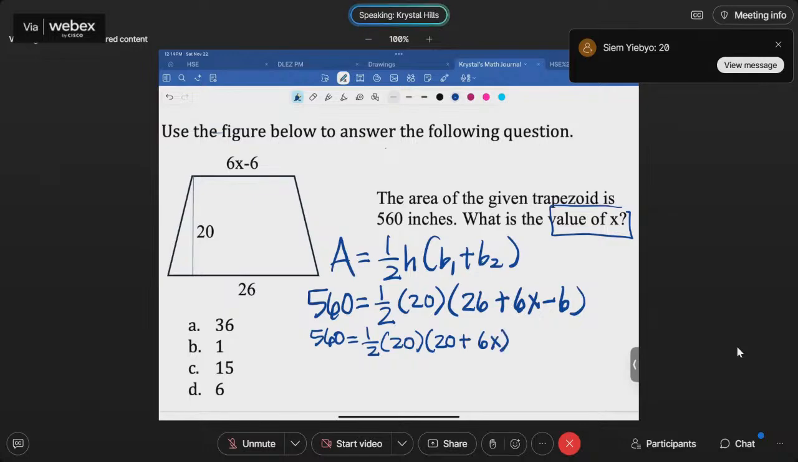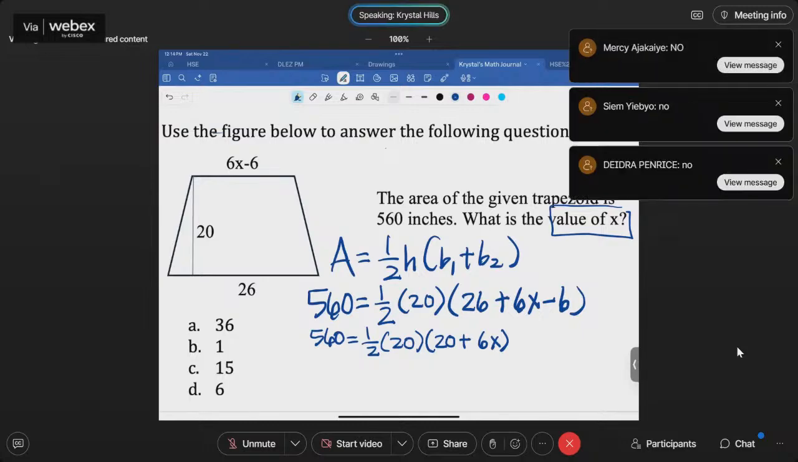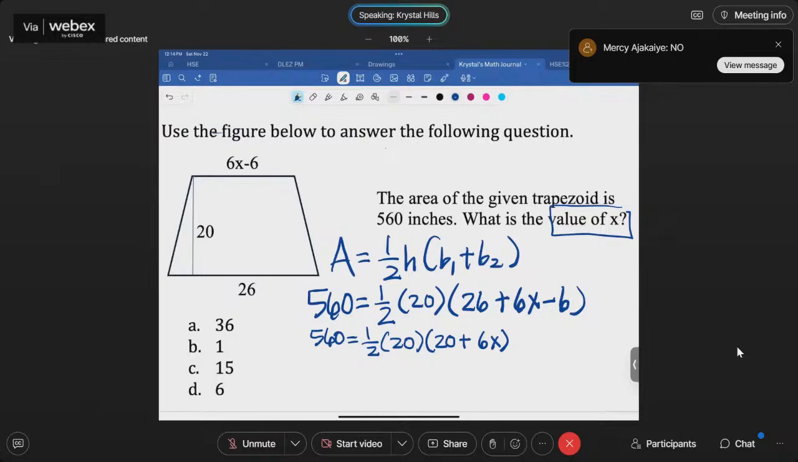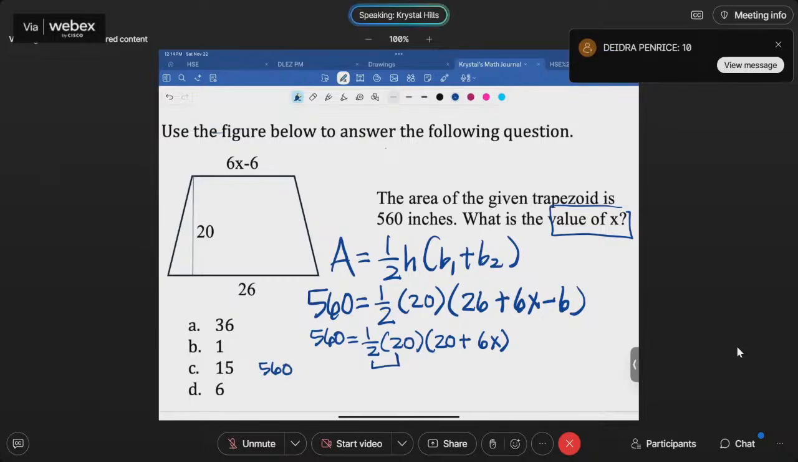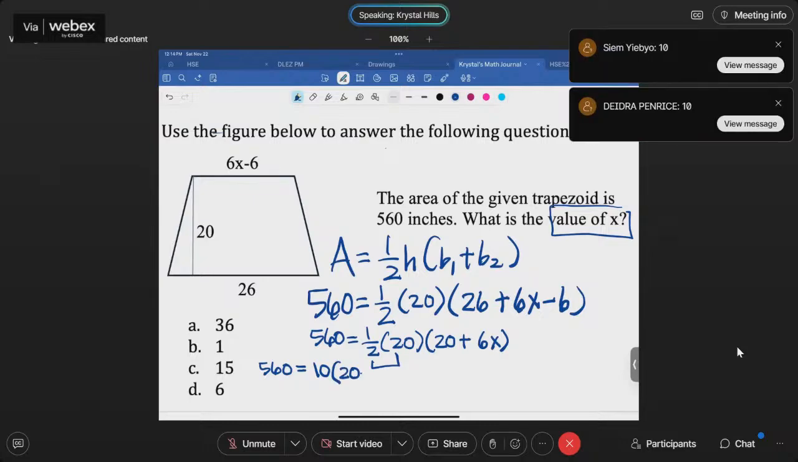Can I combine 20 and 6x in that parentheses? Yes or no? No. I cannot say 20 plus 6x is 26x. They are not like terms. So I have worked what's inside my parentheses. I do not have exponents, so the next thing I'm going to do is multiplication. First thing I'm going to multiply is 1/2 times 20. What is half of 20? 10. So that becomes 560 equals 10 times 20 plus 6x.